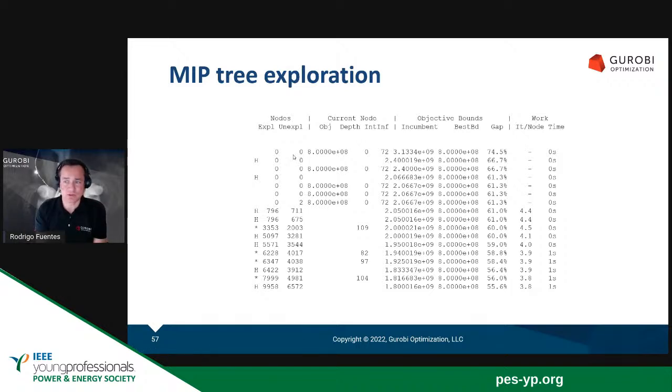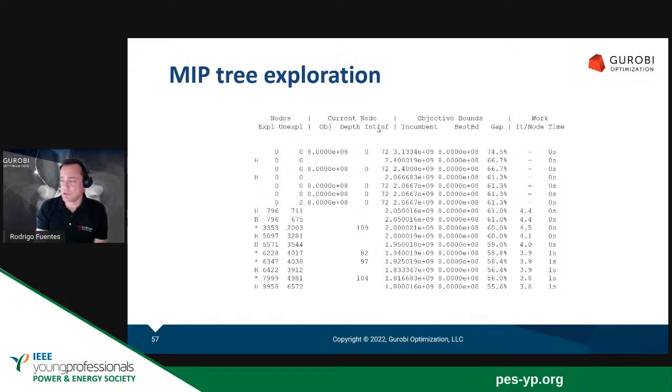We are still at the root node. Then we have a summary of what the current node information is. We have the objective of the relaxation of the current node, how deep the node is in the tree. And in IntInf, it means the number of variables that are not integer when we solve the relaxation.